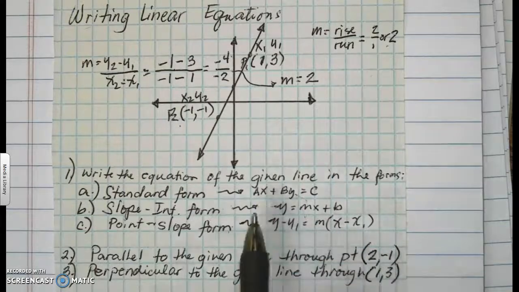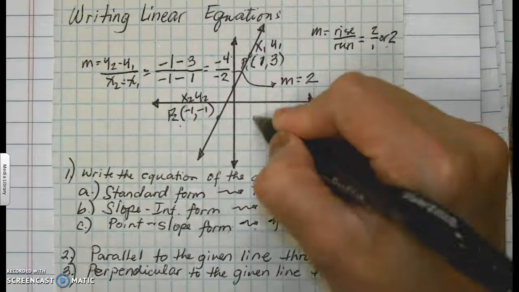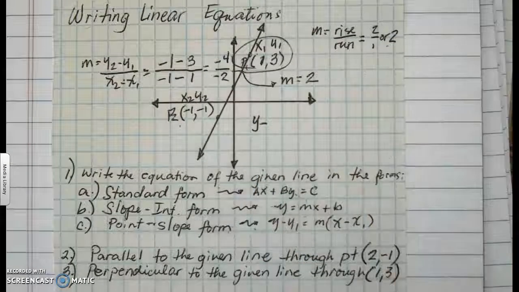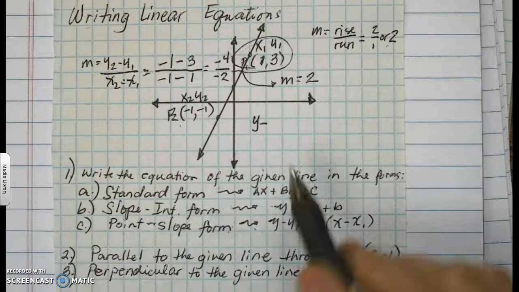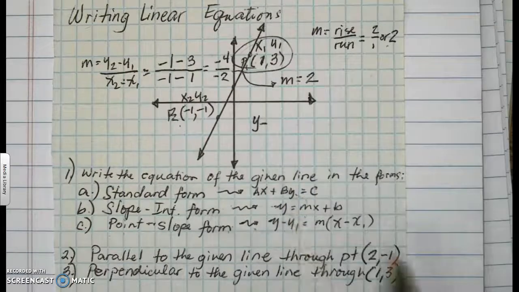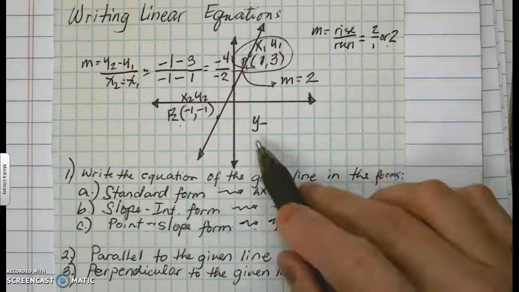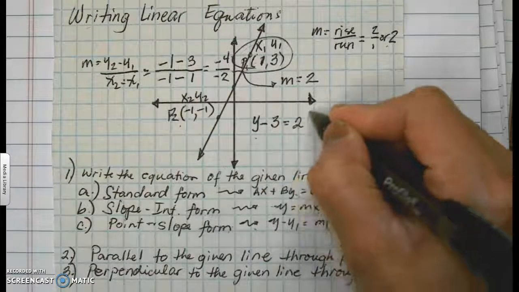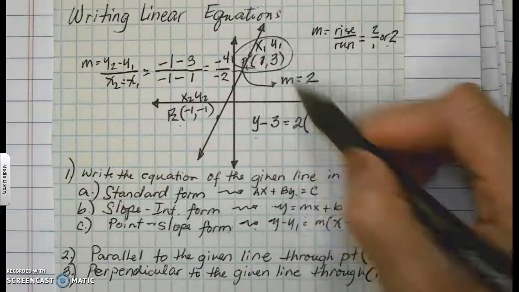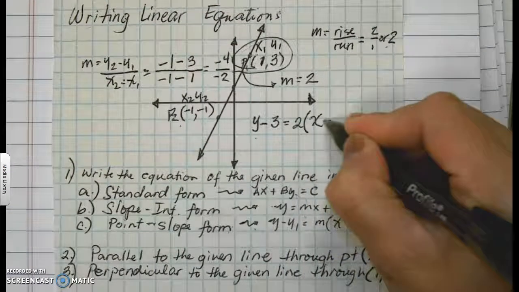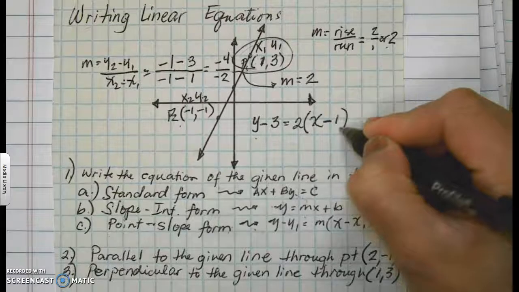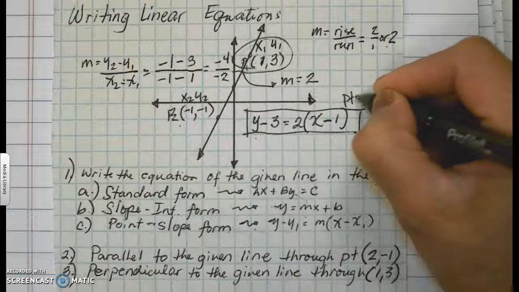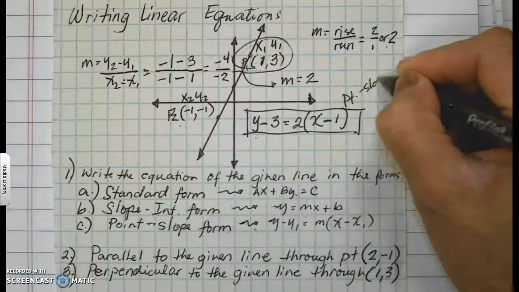So I'm going to start here. That will be my y minus my, I'm going to use this. But you can use any of the 3 points. You can even use this. So y minus y1, which is 3, equals 2, which is your slope, times x minus x1, and my x1 is 1. That's it. This is already the equation for point slope form.